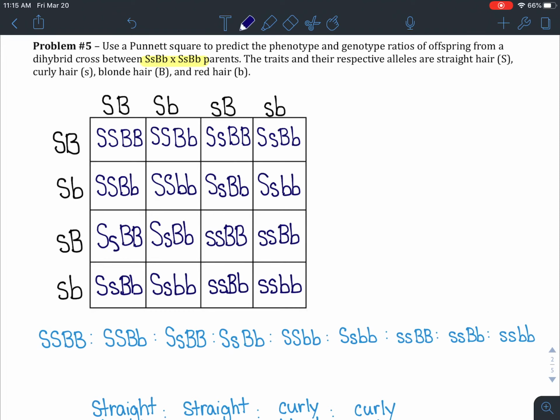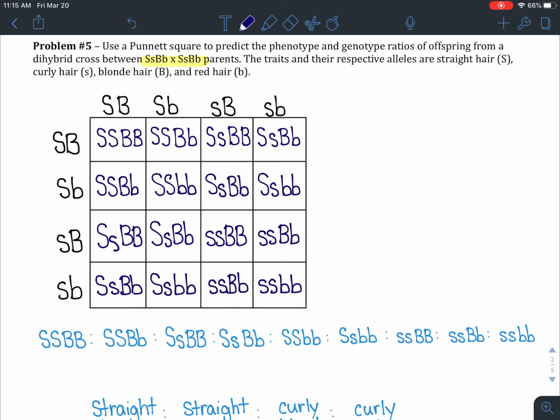How many individuals would be heterozygotes for both characteristics? So you'd be looking at very, very specific data instead of having to list out everything. This particular assignment asks you to identify all of the phenotype and genotype ratios.